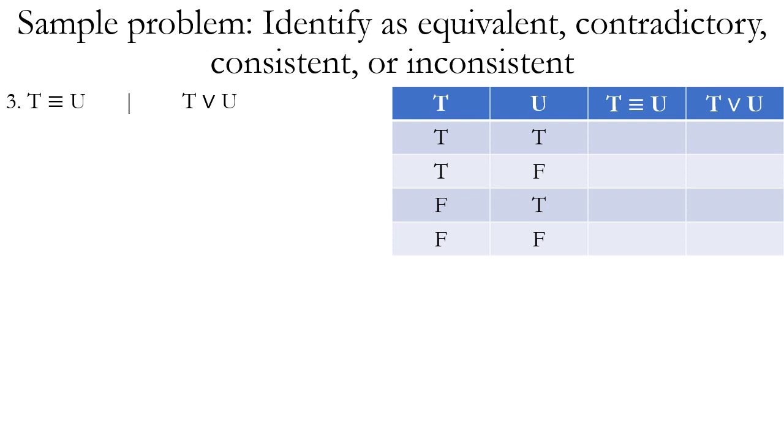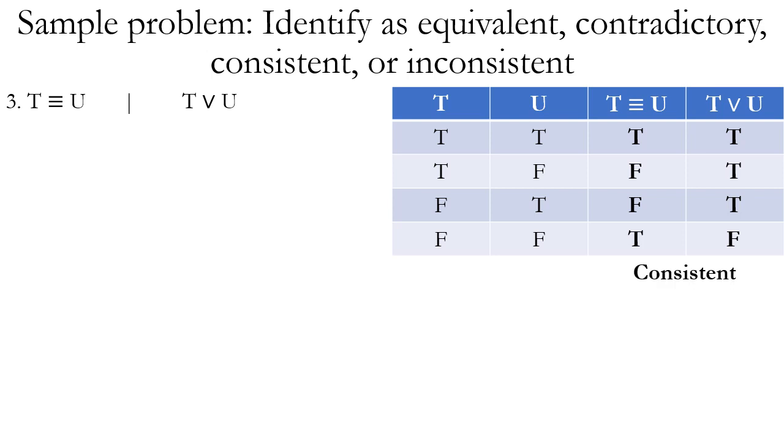Let's look at a third sample problem. We have two new compound propositions, T triple bar U and T wedge U. So once again, we have two simple propositions, T and U. Our truth table is going to have 4 rows. Let's calculate the truth values of those compound propositions. There's only one logical operator in each of these compound propositions, so we can just apply the rule for those operators. The biconditional is going to be true on lines 1 and 4, where both of the simple propositions are true, otherwise it's false. And the wedge is only going to be false where both of the disjuncts are false on line 4. So are these equivalent, contradictory, consistent, or inconsistent?